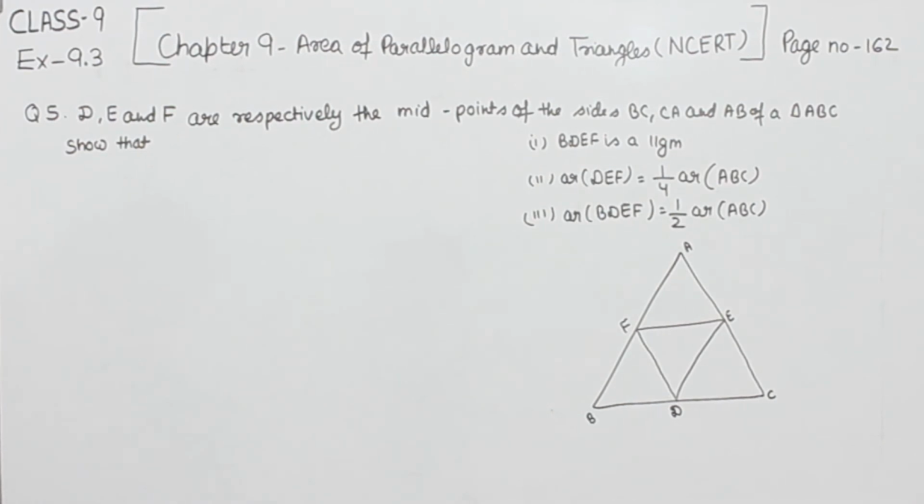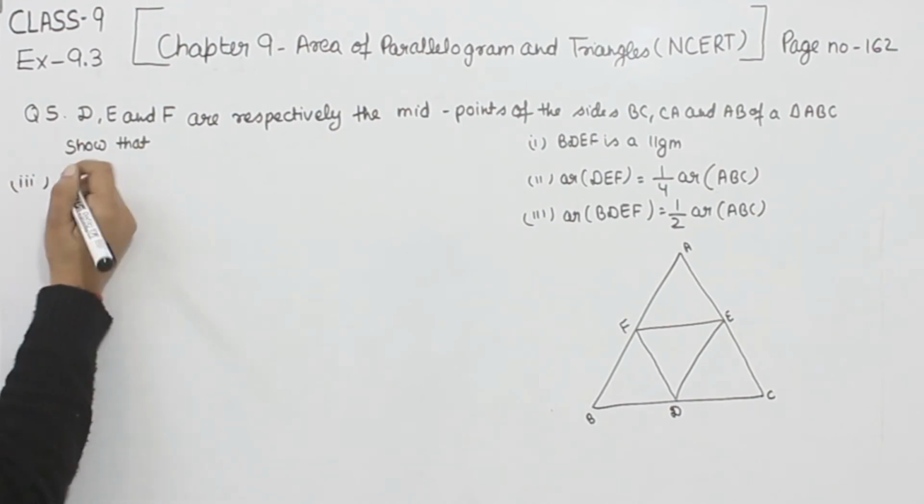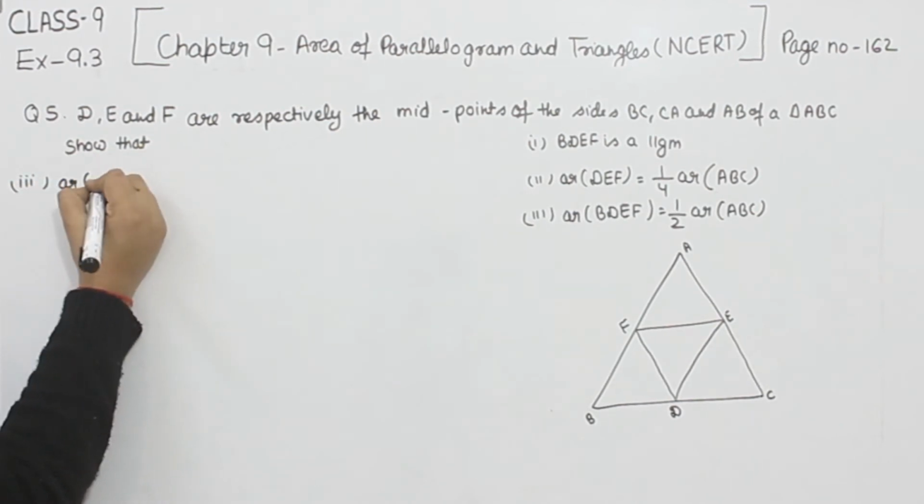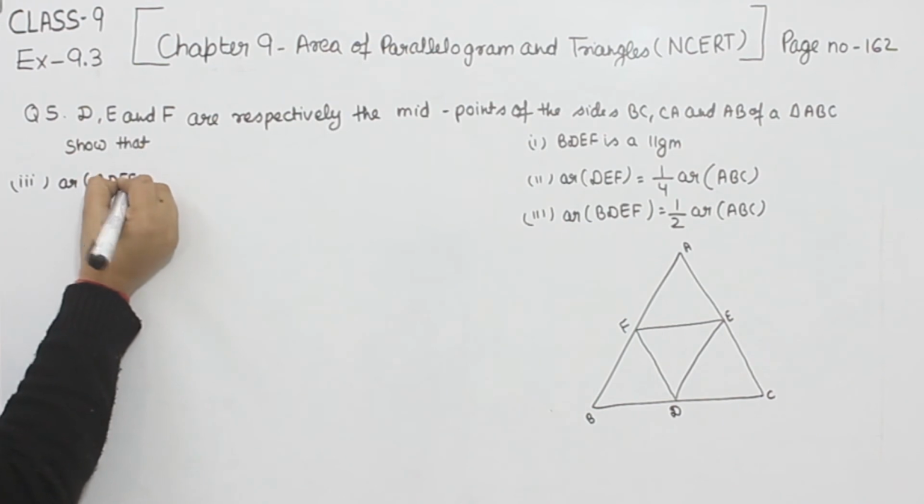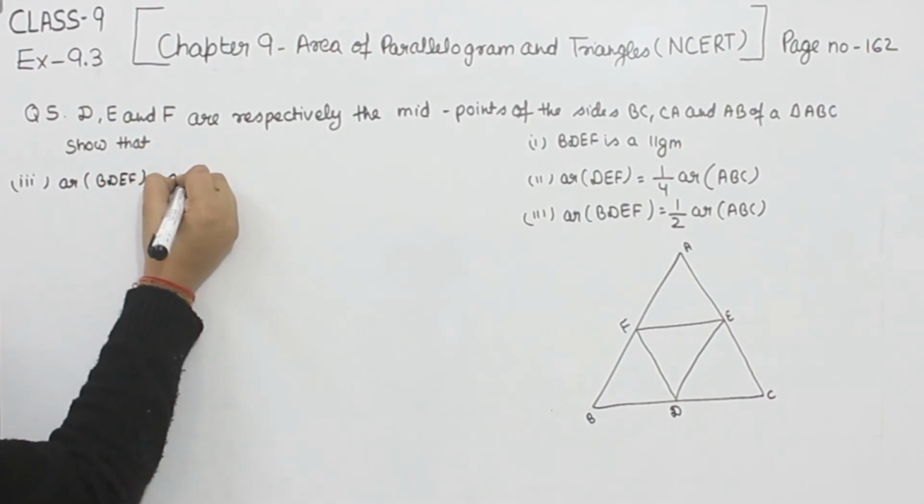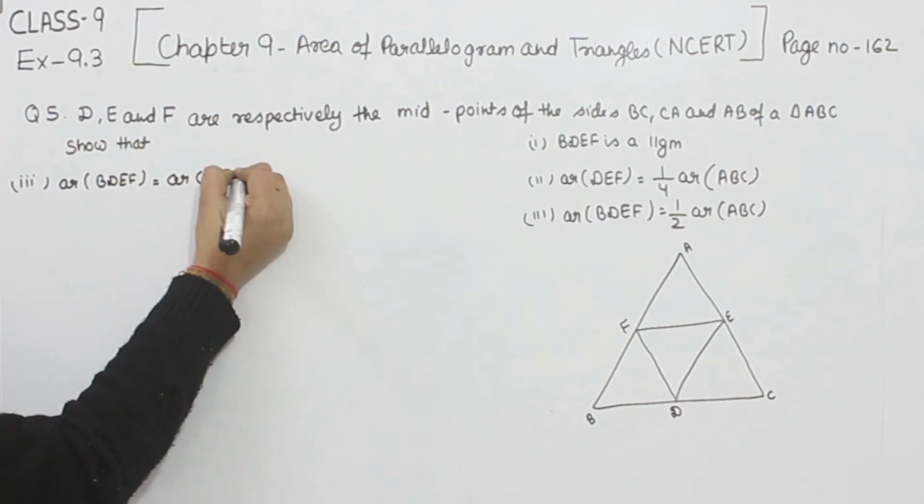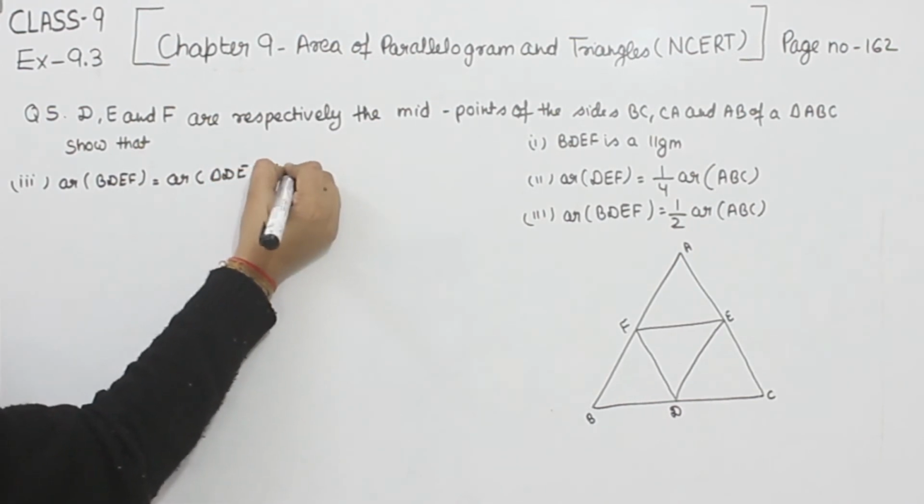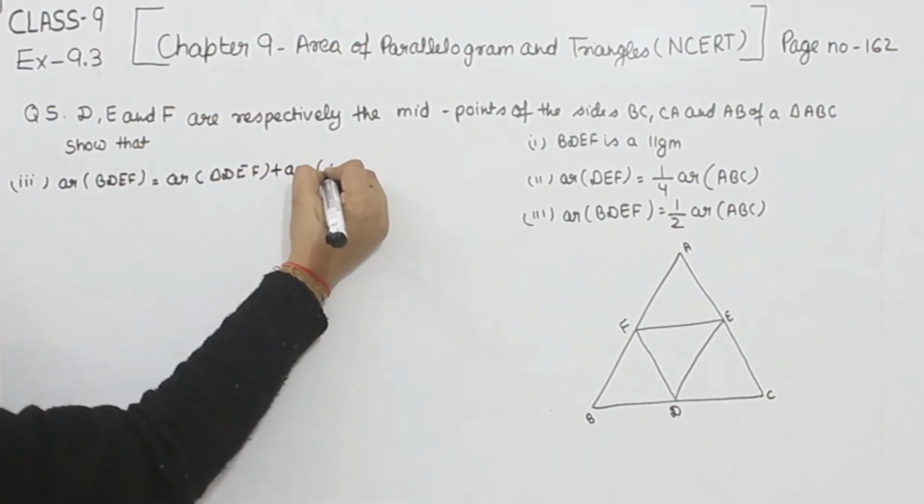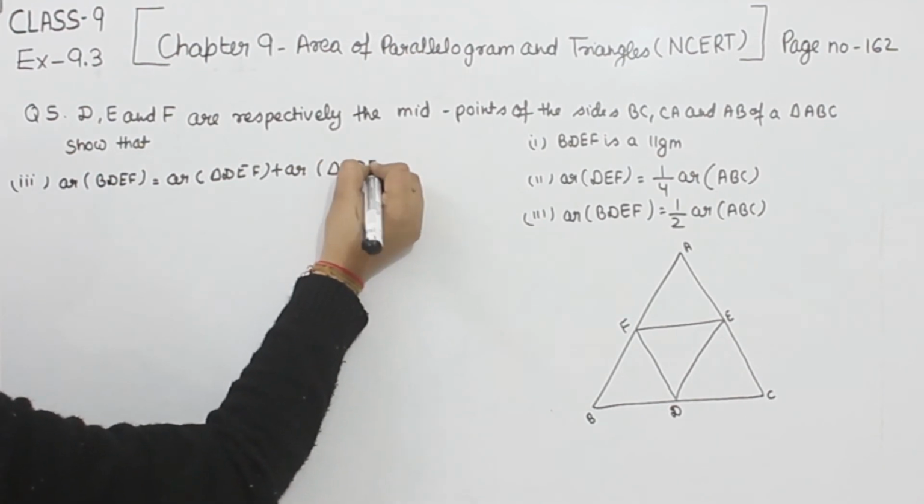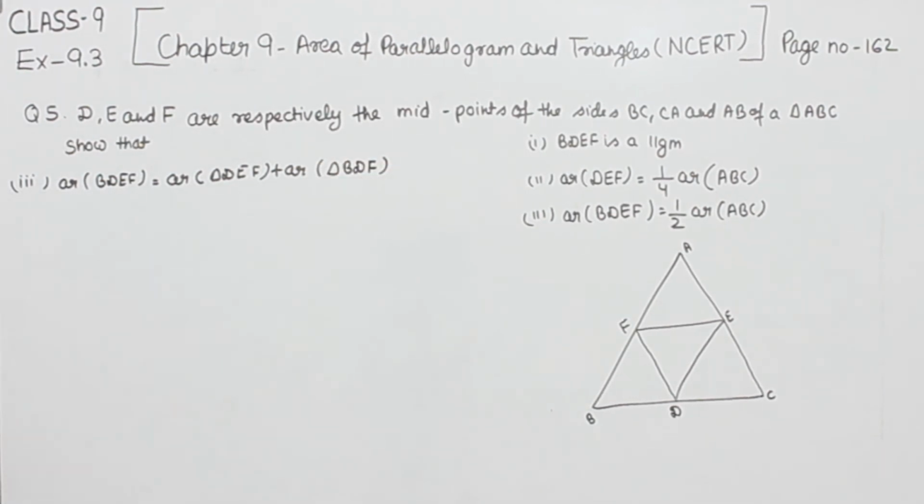Now comes to part 3. In part 3, we have to prove that the area of parallelogram BDEF is equal to half of the area of triangle ABC. So in part 3, the area of parallelogram BDEF is equal to the area of triangle DEF plus the area of triangle BDF.